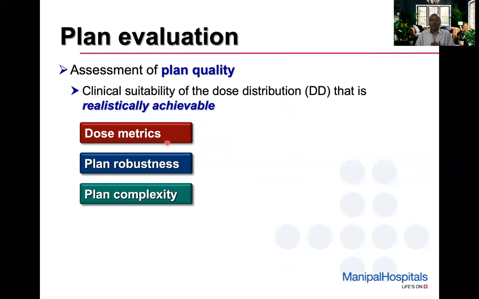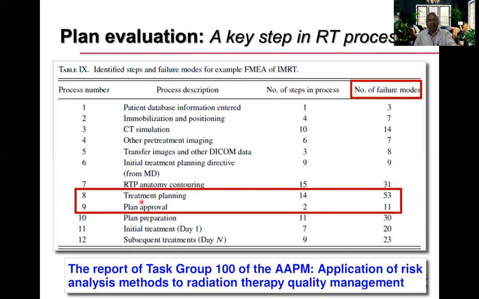And it has three components to it. Using the dose metrics, we evaluate the plan. And also we go on to check the robustness of the plan and how complex it is. So these are the three different aspects of plan evaluation.